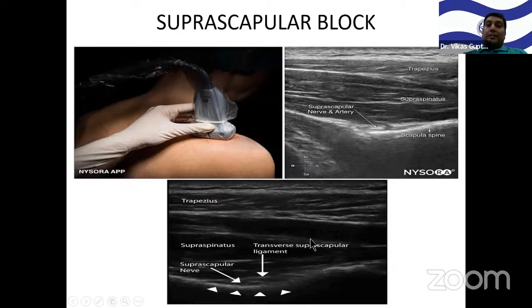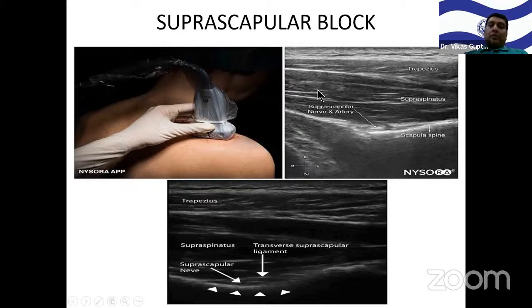There is also an artery there, the suprascapular artery, that is most probably over that ligament or beneath the ligament. That anatomical variation is there. Now we have to identify the two muscles also, trapezius and supraspinatus.